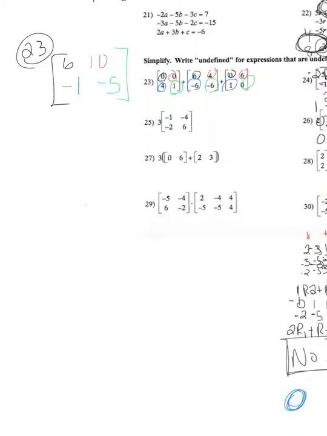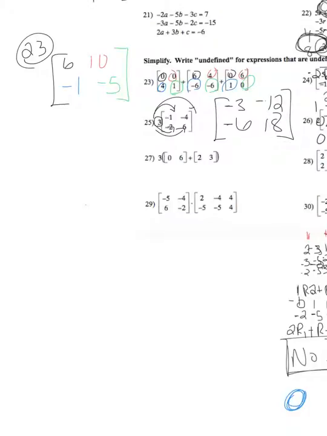Number 25, this is called scalar multiplication. When it's not a matrix times a matrix, you just take this 3 and dump it in there. So it's 3 times all of them, and that's literally all it is. So 3 times -1, that first spot's -3. -4 times 3 is -12. -2 times 3 is -6, and 6 times 3 is 18. So you just multiply them all.